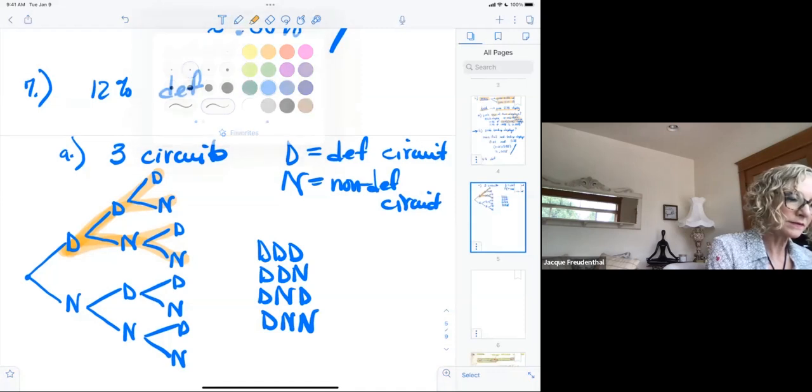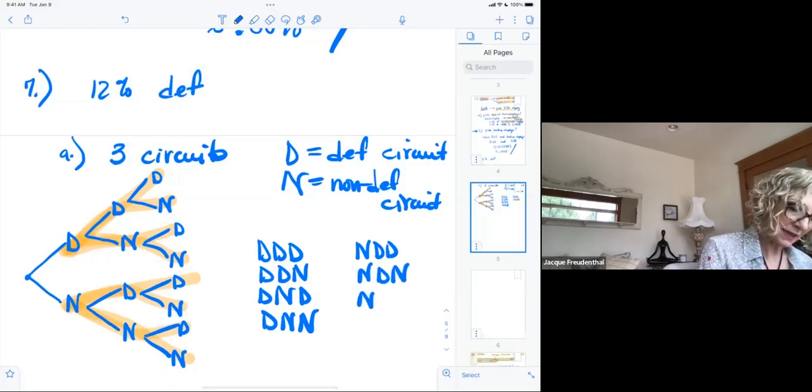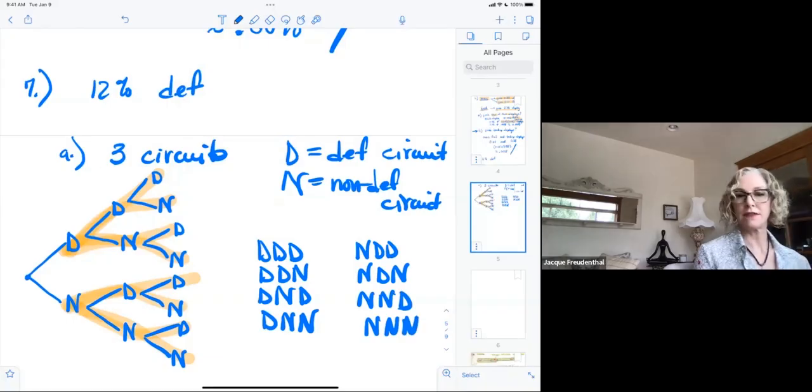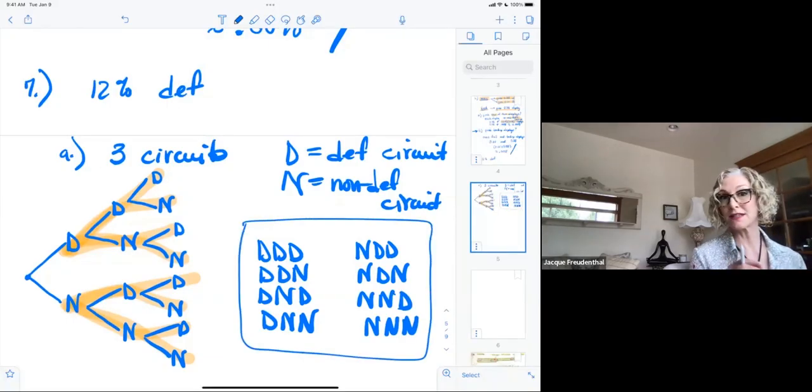Or NDD, NDN, NND, NNN. This is all of the possible options that 3 circuits can be ordered, defective and not defective.